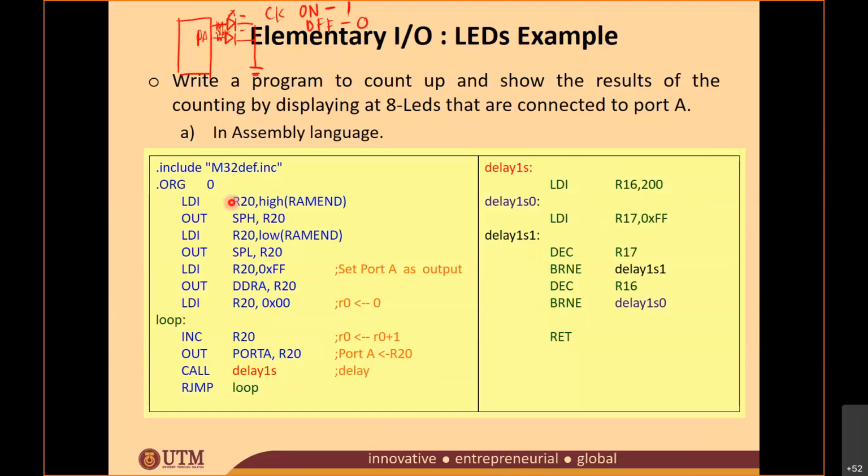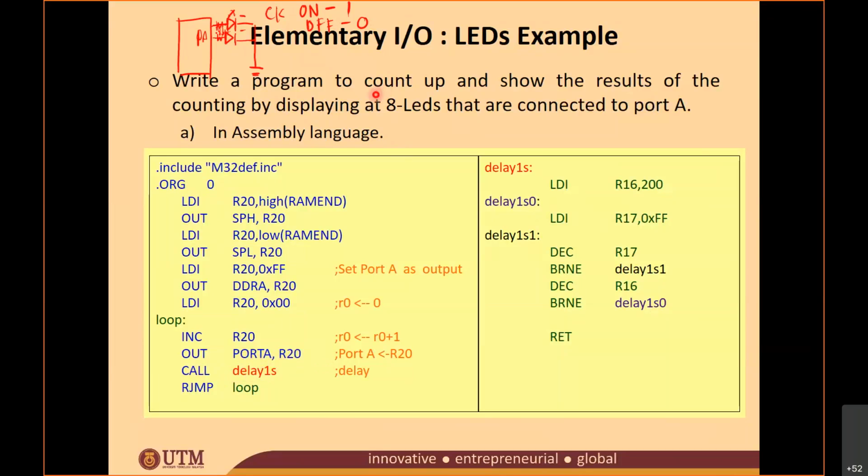In this assembly language, you need to initialize the stack pointer. Why do you need to initialize your stack pointer? Because you are going to use a subroutine to call a delay. You have a subroutine called delay to generate a delay, because you are going to do the counting. In order for our eyes to see the sequence of the counting, we need to put a delay in between the first counting and then the next counting.